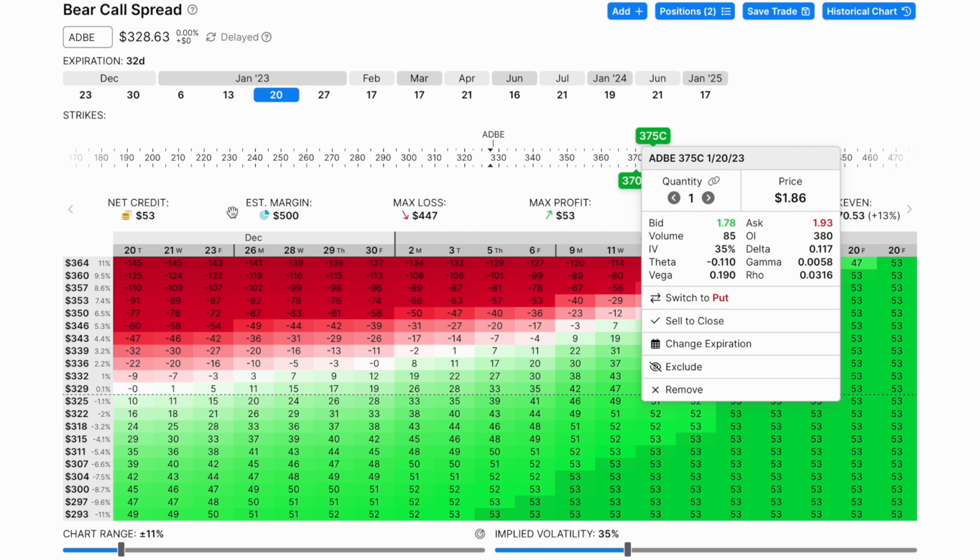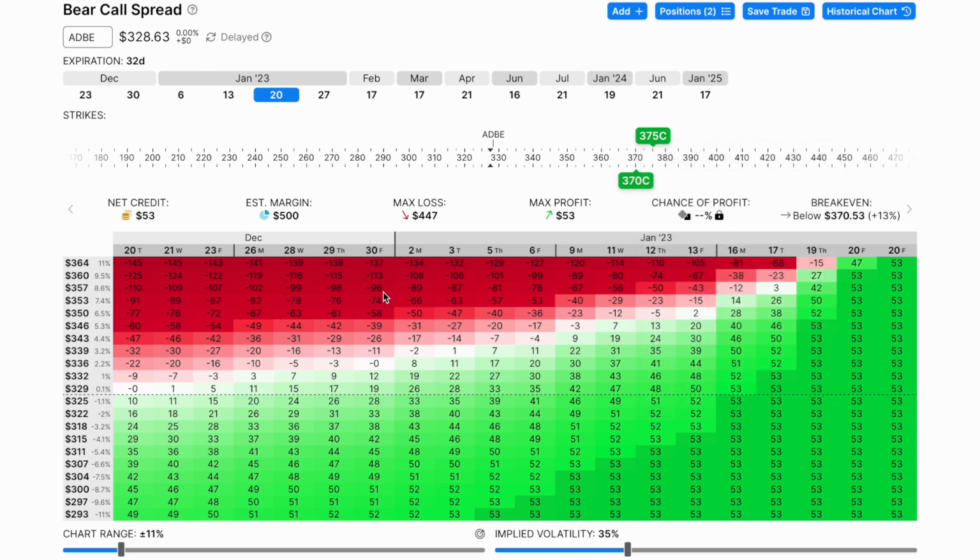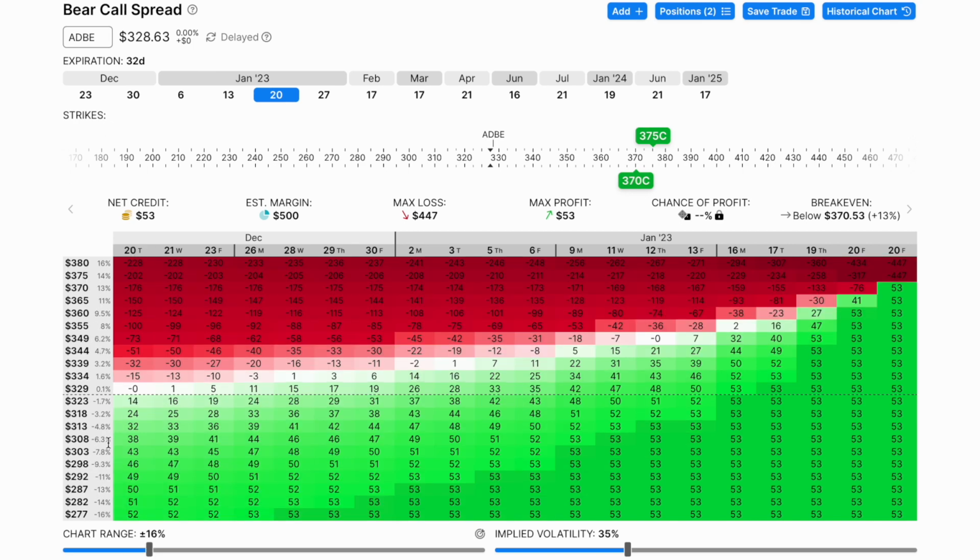That's over a 10% return in 32 days. So that's actually not too bad. You have to think, is Adobe going to go up 13% between now and 32 days? Now, if you completely disagree with me, that's totally fine.